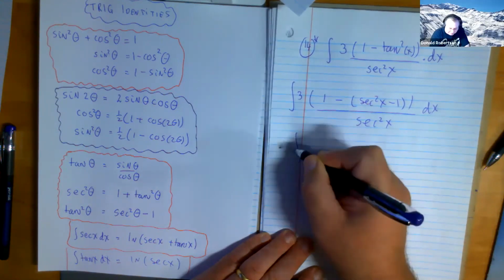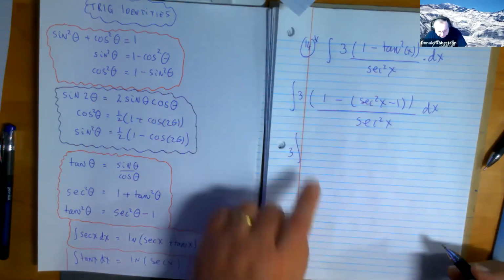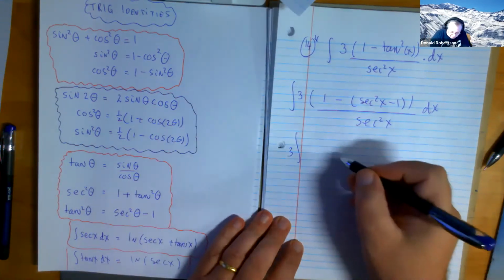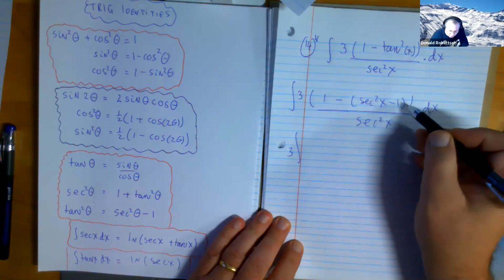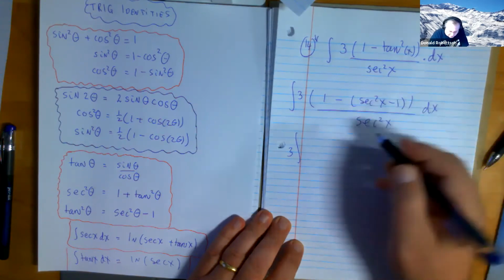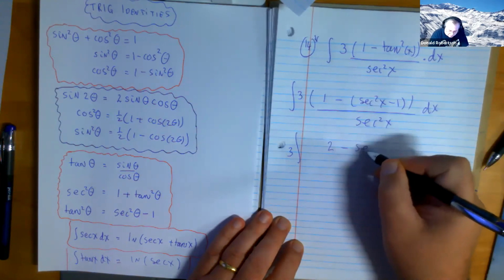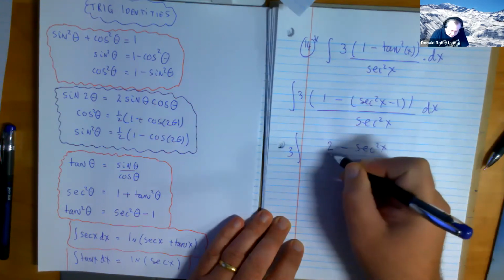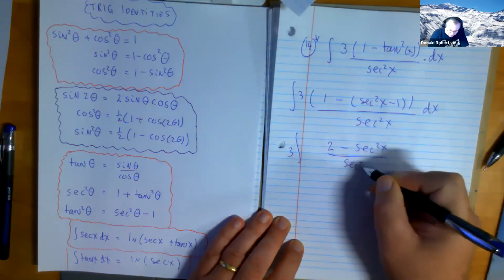Can I just stick that 3 outside the integral? It's bugging me for some reason. So what do you have? 1 take away this. Well, 1 take away this gets you 2. Take away this guy over this guy.